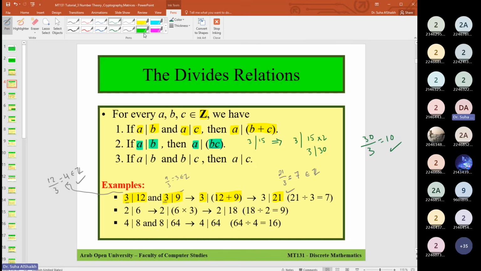So here we have this example لو كان عندي 2 divides 6 صحيح لأن 6 over 2 is 3, then 2 will divide 6 multiplied by 3 مثلا which is 18 and that's correct. The 2 is dividing 18 لأن ال 18 over 2 is equal to 9. Okay?